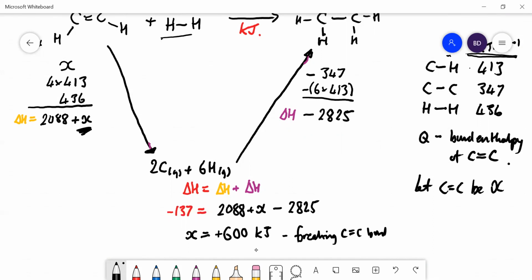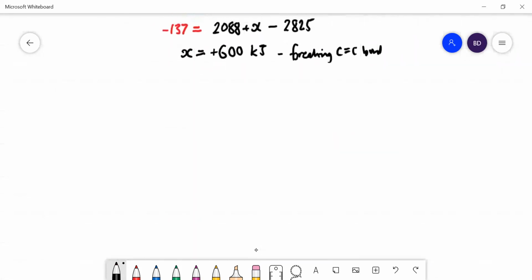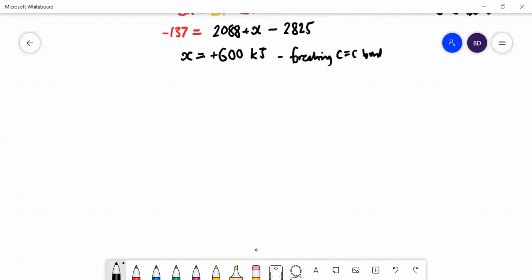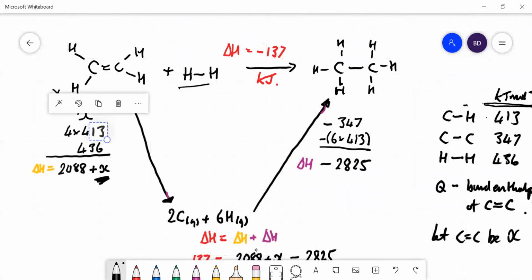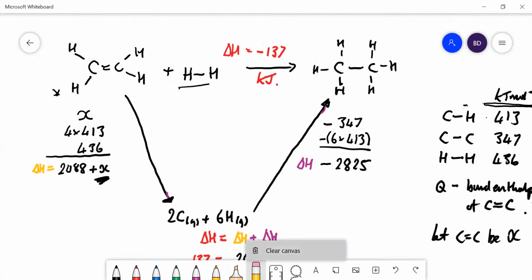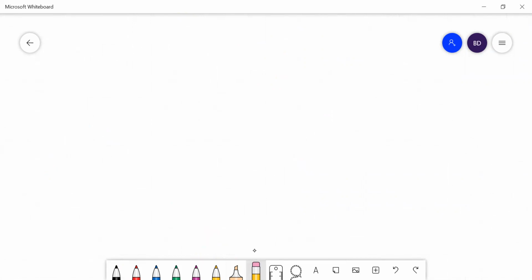Right, I'm going to summarize. There's 3 Hess's Law cycles that we've done. I'm going to summarize them now, okay? So get rid of that. I'm going to just use reactants and products. So we've got reactants going to products.